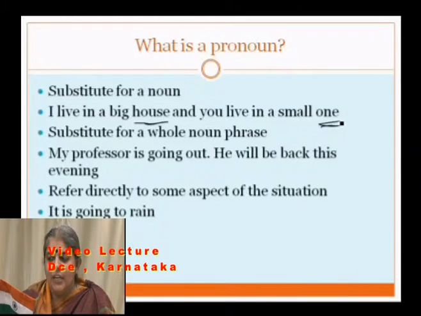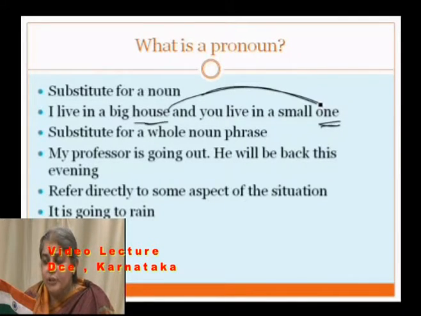I am substituting a big house with one. Big is what? You know pretty well, it is an adjective. I am substituting house with what? One. That is the pronoun, substituting. It also substitutes for a whole phrase, that is a noun phrase.